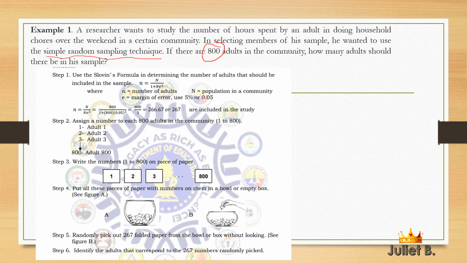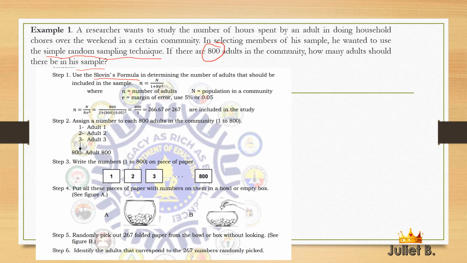Sabi ko nga kanina, in using simple random sampling techniques, madali lang siyang gawin. Ito lang yung naglilista lang ng mga pangalan sa papel, tapos i-draw lots. Kaya lang, ang tanong, bago ka mag-draw lots, ilan ba ang i-draw mo or bubunutin mo mula sa urn? So, for us to determine the number of adults that there will be in his sample, we will use the Sloven's formula.